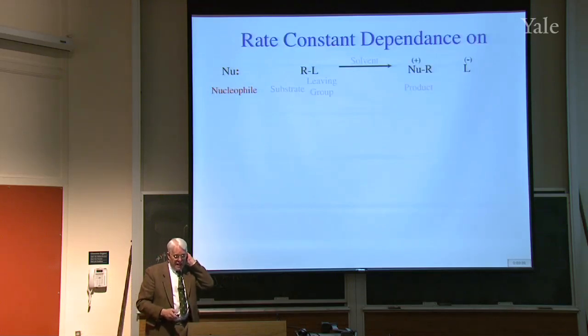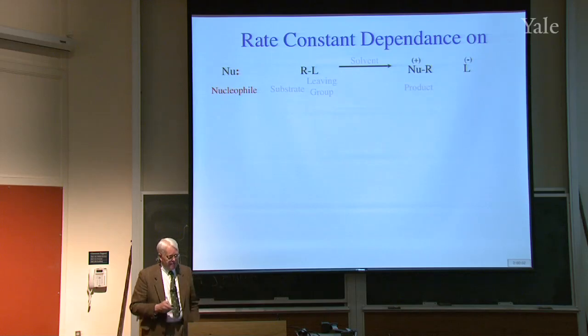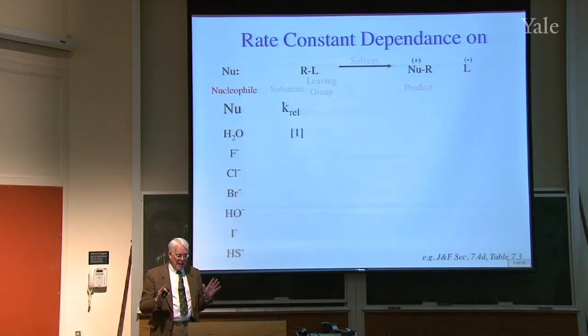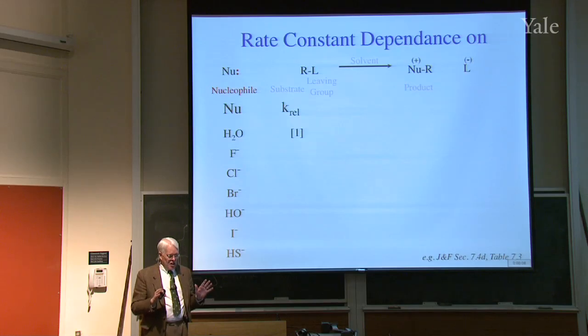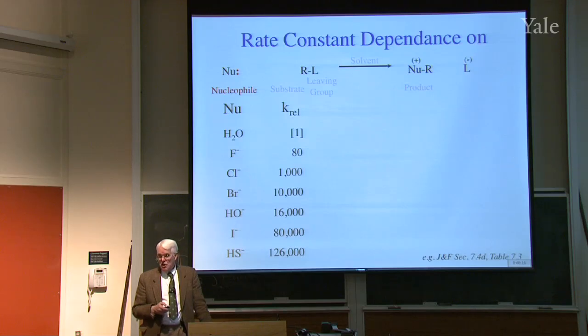Okay, so we've seen the rate constant dependence on R. Now we're going to look at it just really quickly on the nucleophile, okay? So here are a bunch of nucleophiles, and they get faster and faster and faster, okay?